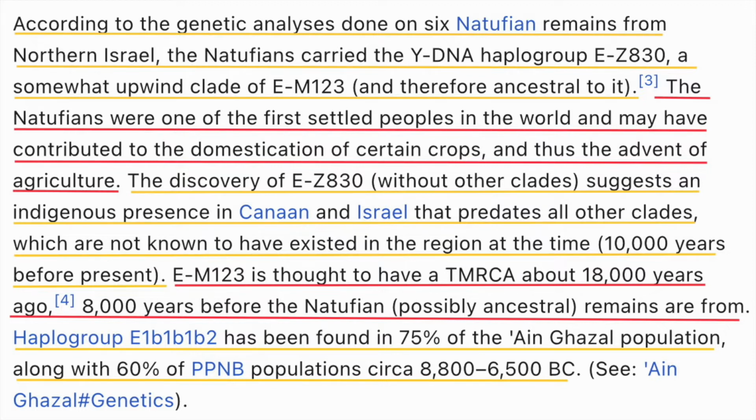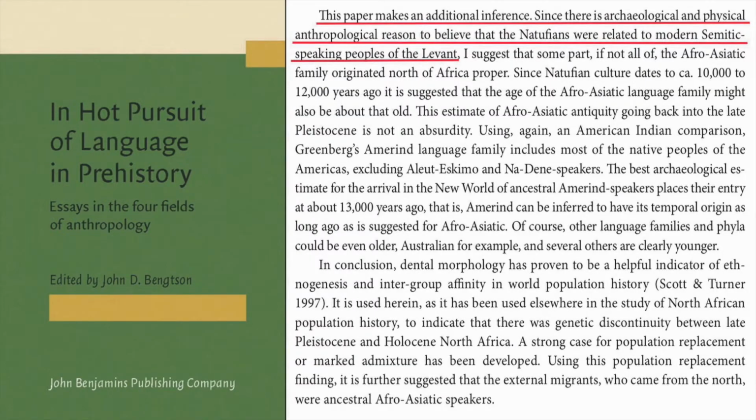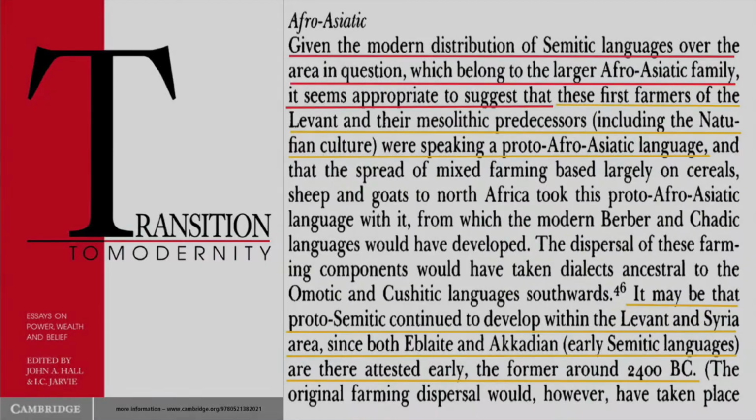And according to the book In Hot Pursuit of Language in Prehistory, it reads, this paper makes an additional inference, since there is archaeological and physical anthropological reason to believe that the Natufians were related to modern Semitic-speaking peoples of the Levant. And according to Cambridge University, it reads, given the modern distribution of Semitic languages over the area in question, which belong to the larger Afro-Asiatic family, it seems appropriate to suggest that these first farmers of the Levant and their Mesolithic predecessors, including the Natufian culture, were speaking a Proto-Afro-Asiatic language.